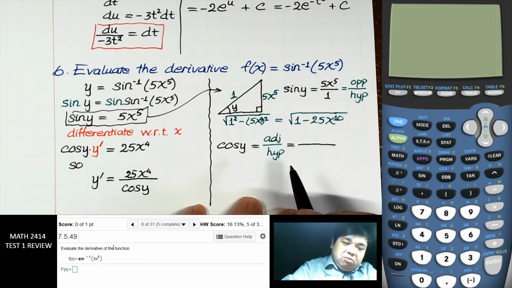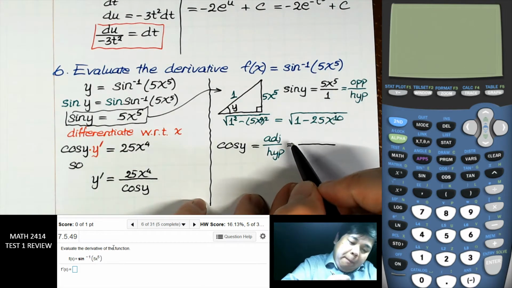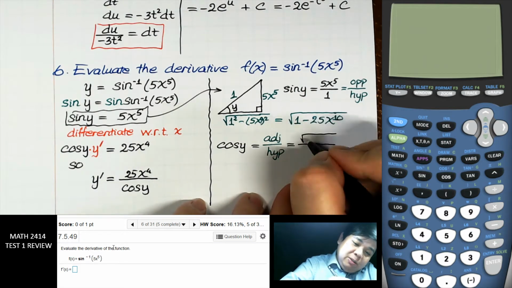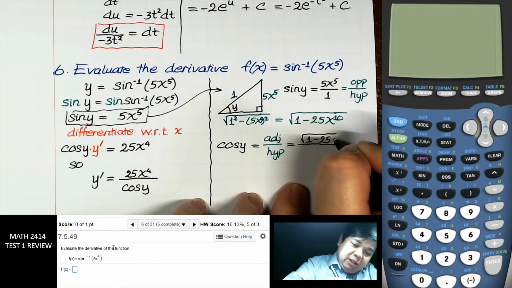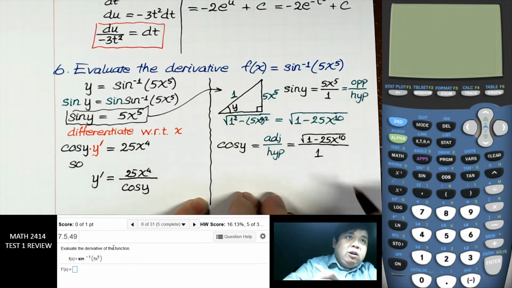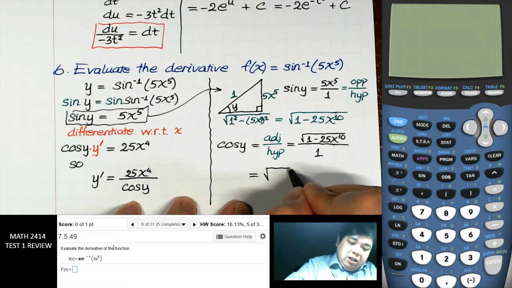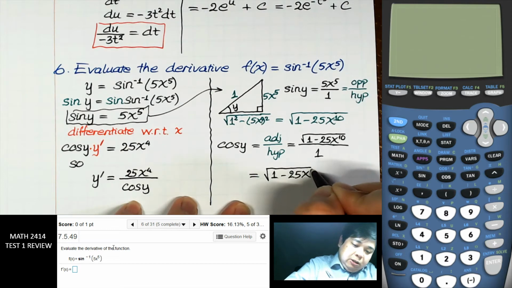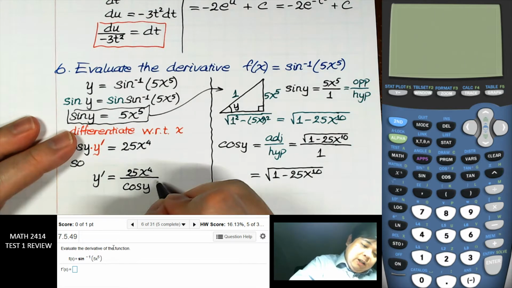Looks like there's some problem with the software. Alright, adjacent is that, square root of 1 minus 25x to the 10. Hypotenuse is 1, right? Divide by 1, so it is itself. And that is cosine of y, so I put it back in here.